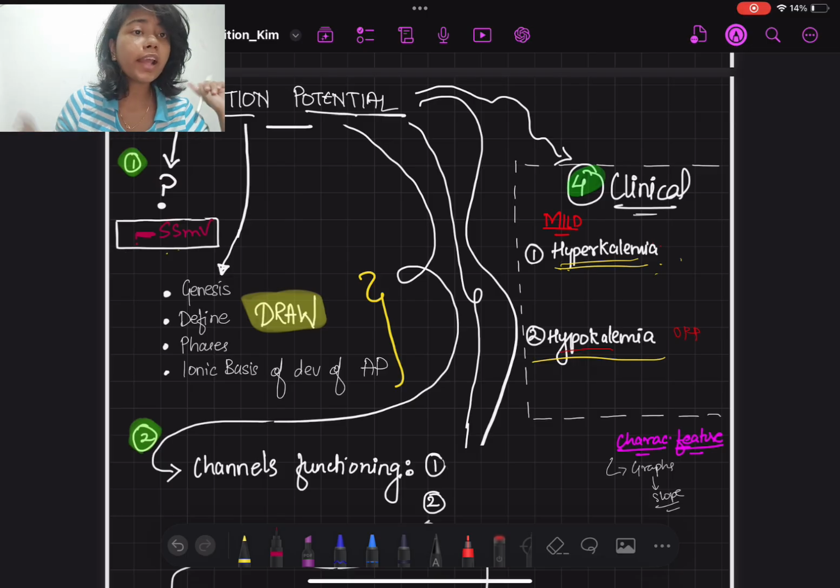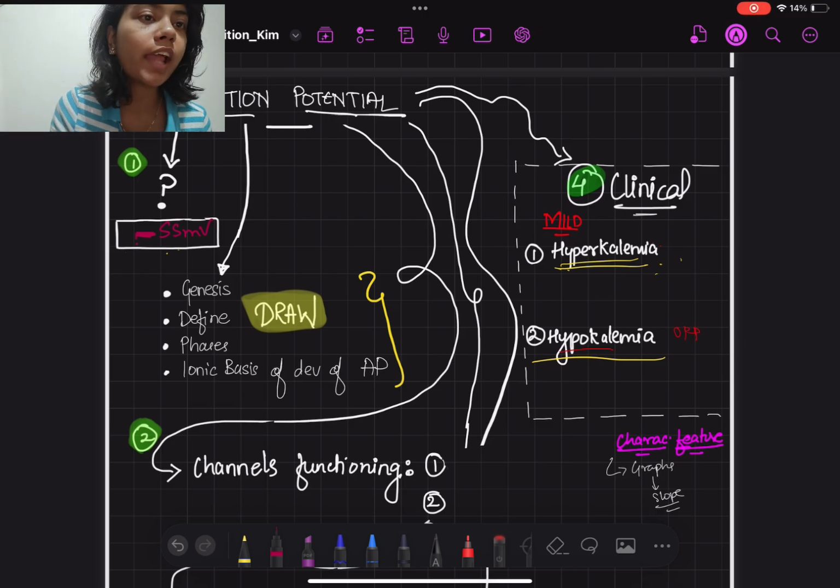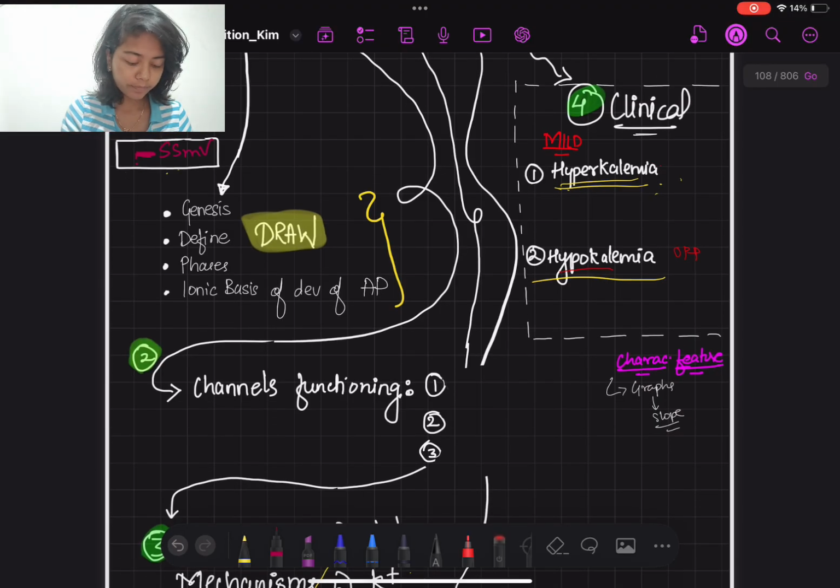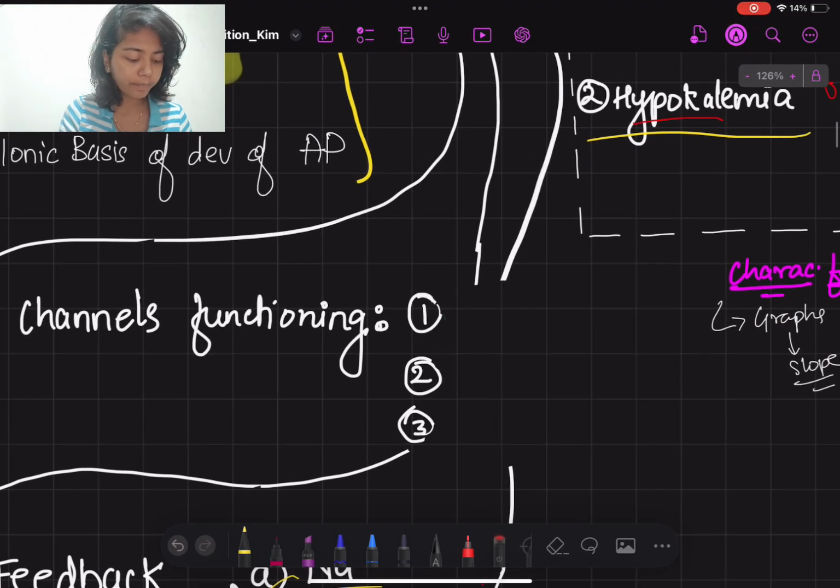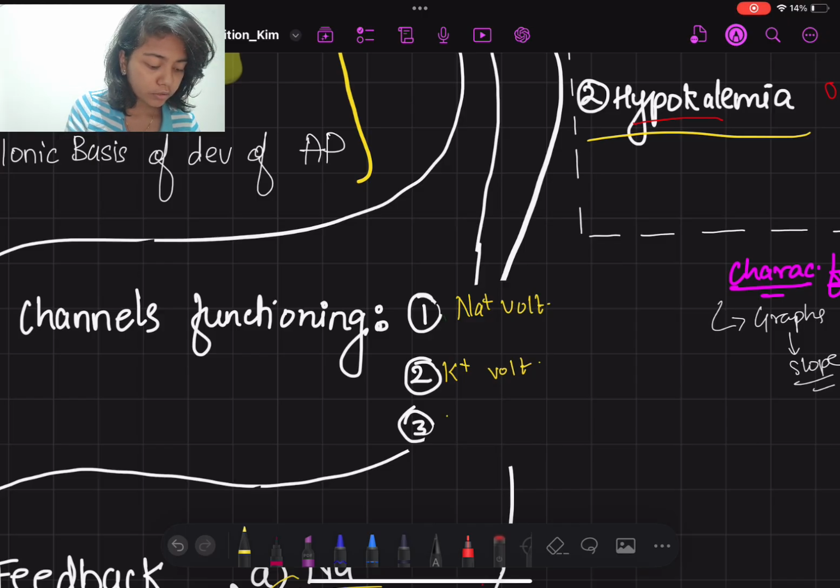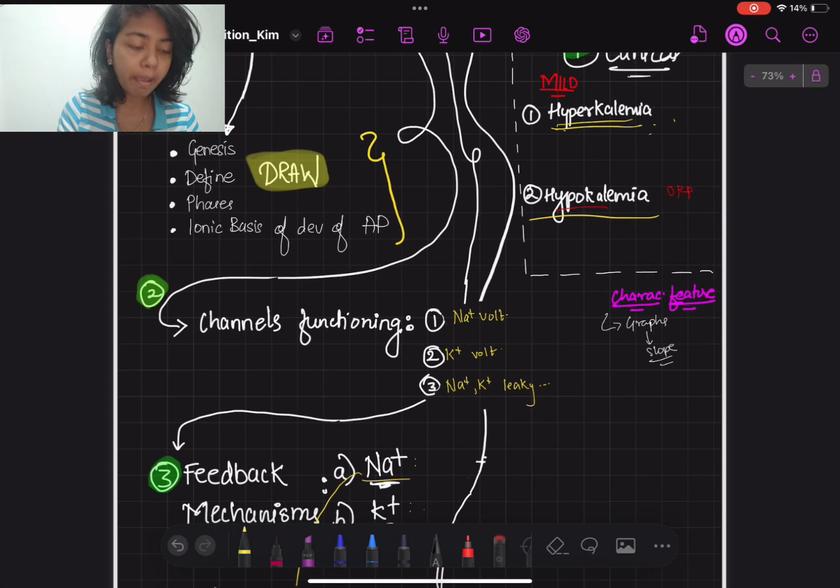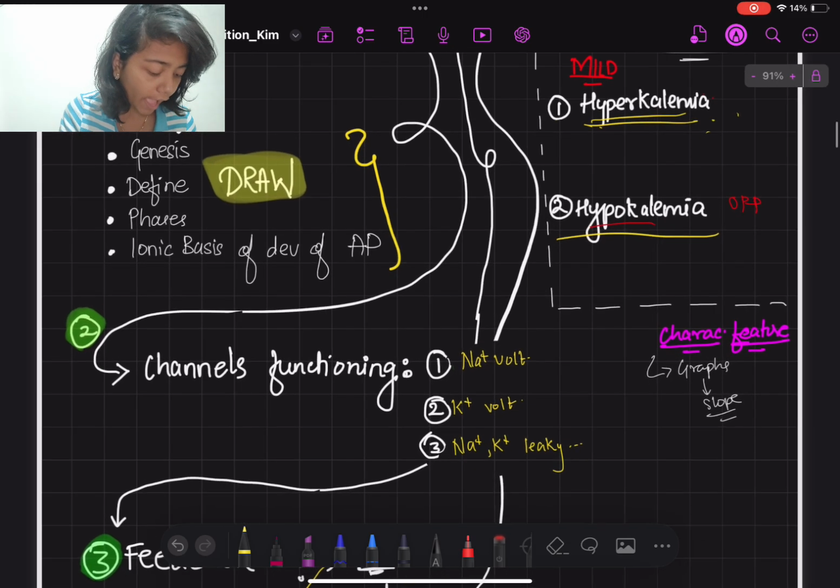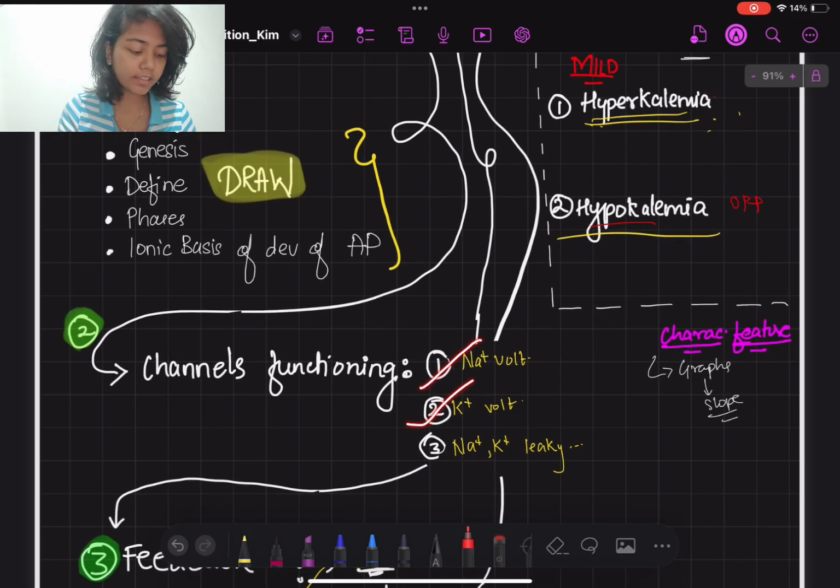Okay, now in RMP, the channels which were functioning were the leaky channels and the sodium potassium ATPase pump. Now in action potential, which channels are functioning? In action potential, the channels active are sodium voltage gated, potassium voltage gated, and sodium and potassium leaky channels to a small extent. So the important point to remember is that sodium voltage gated and potassium voltage gated channels are the channels mainly active during action potential.